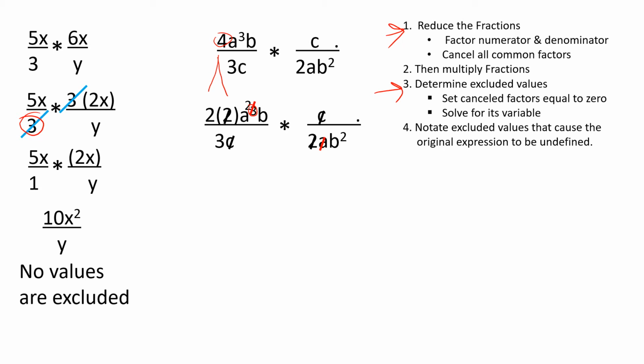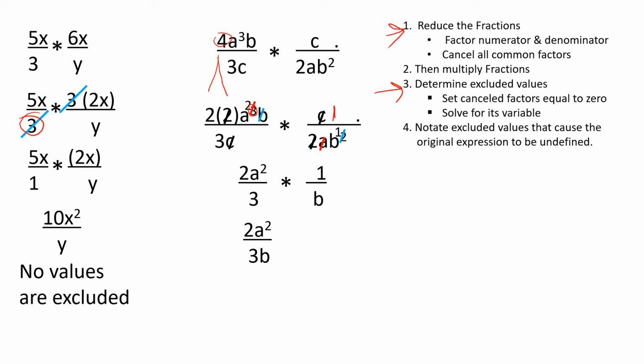And the same idea with the B. So if I cancel out this B on top, then I'm left with 1B on here. Now we can multiply straight across. The only thing we're left with, this became 1, right? So now we got everything. We're going to multiply straight across. 2A squared times 1 is 2A squared, and 3 times B is 3B.